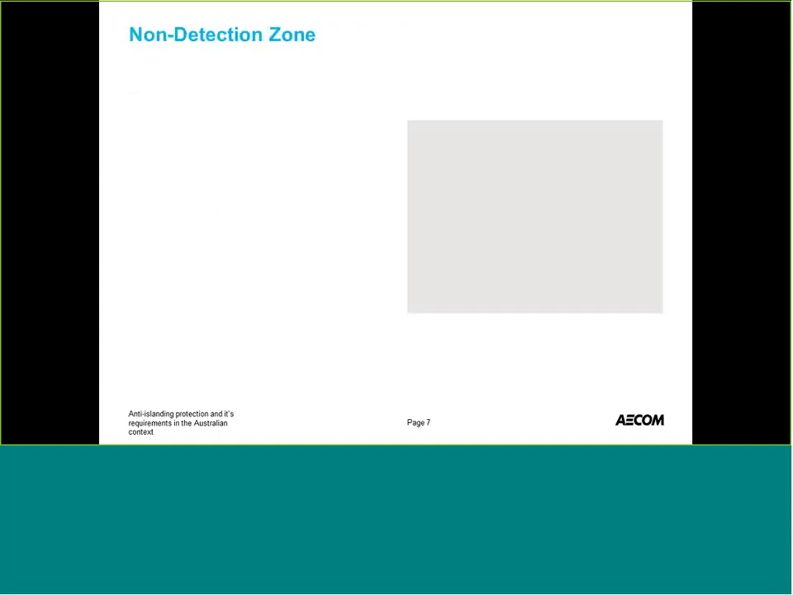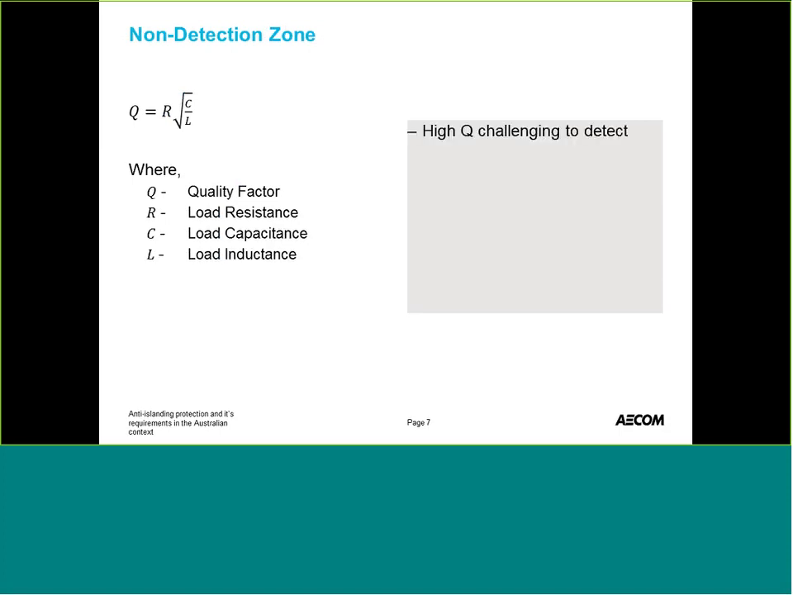Non-detection zone. So this is the concept of basically trying to quantify how effective an active anti-islanding scheme is. It's determined based on a quality factor, which is defined as resistance times the square root of capacitance on inductance, and this refers to the load characteristics. So you've got Q as the quality factor, load resistance, load capacitance, and load inductance. Generally speaking, a high Q value is challenging to detect. So this basically means a high capacitance or resistive load.